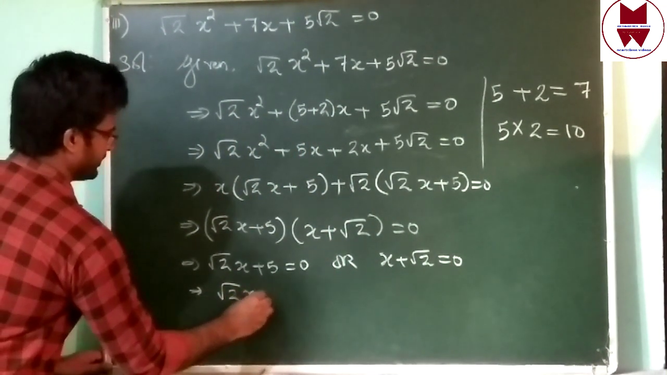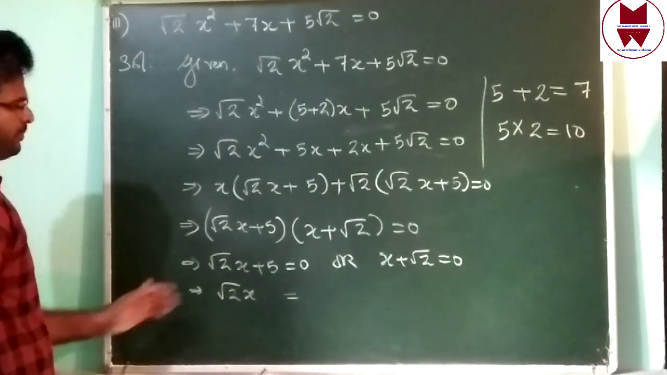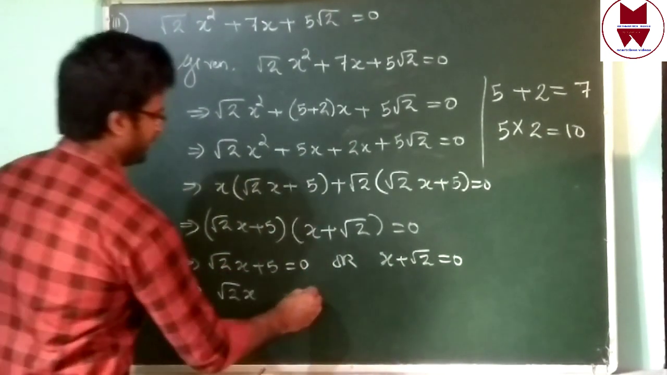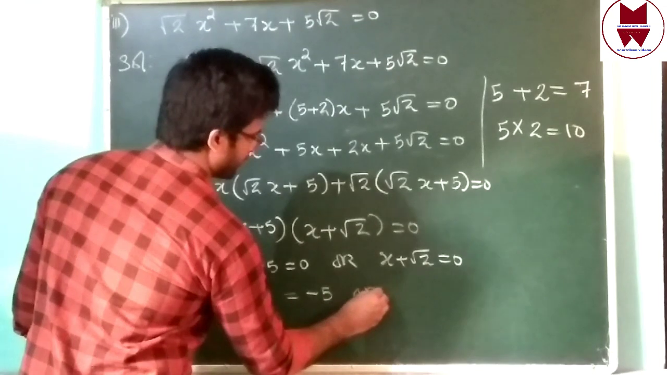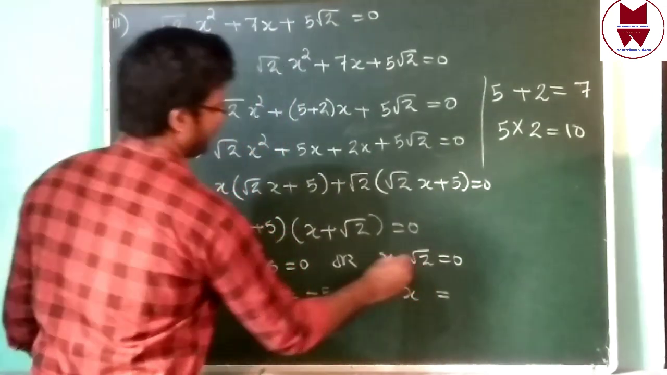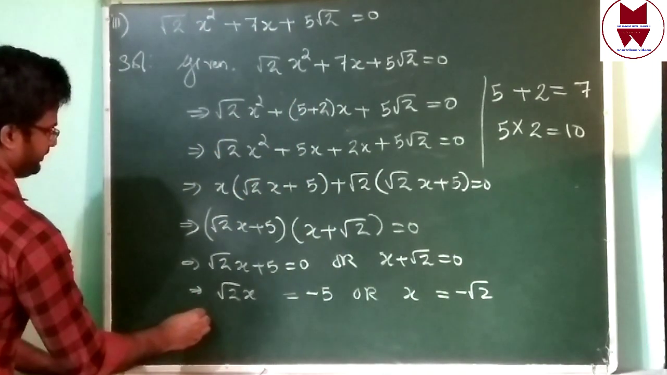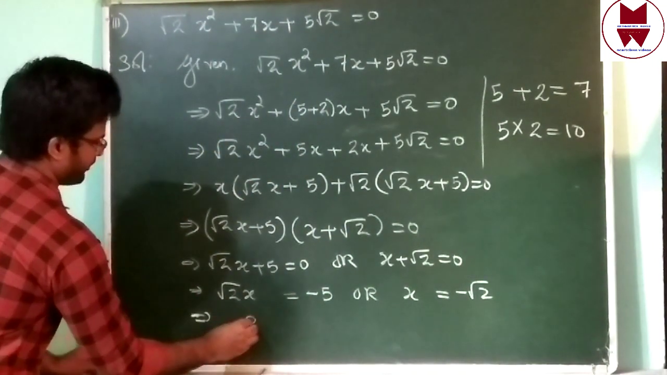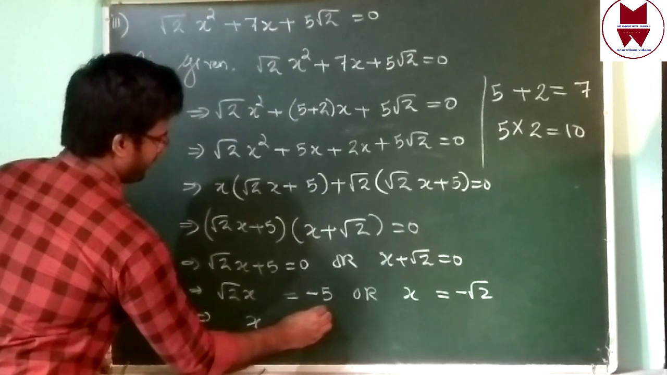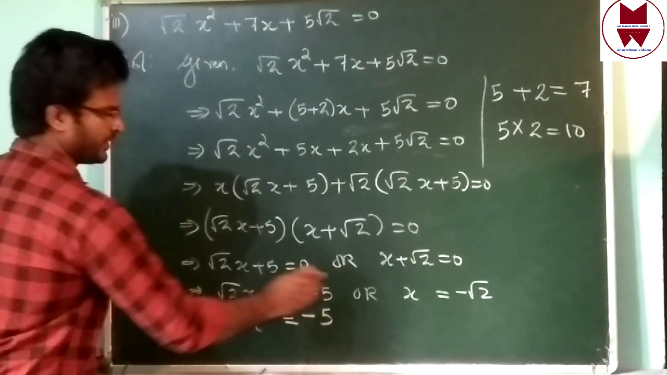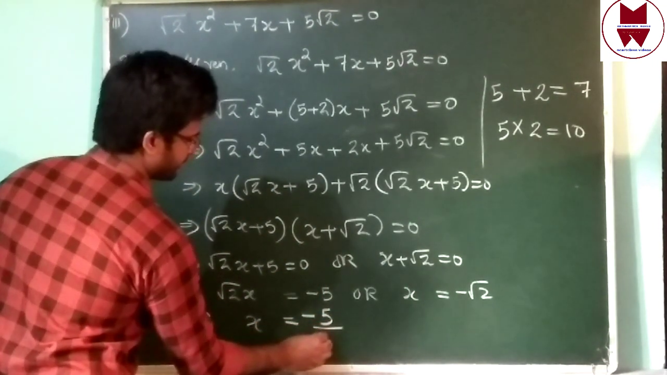Root 2x equal to this plus 5 bring to right side, that will be minus 5. x equal to plus root 2 become minus root 2. x equal to minus 5, this root 2 bring to right side, that will be divided by root 2.